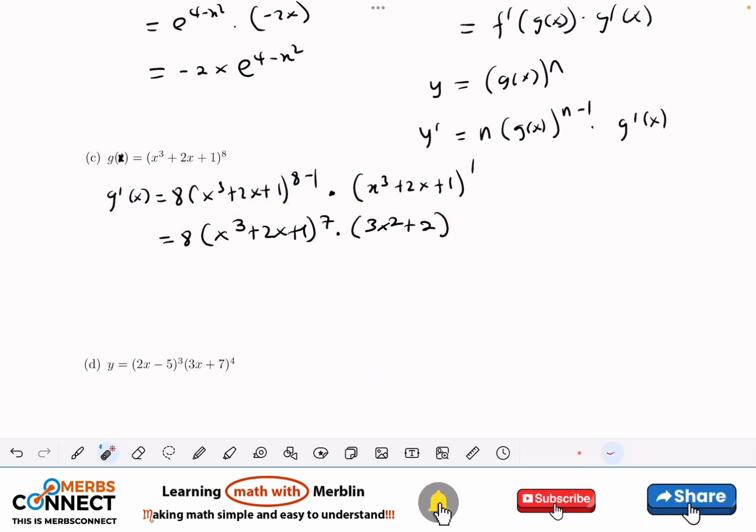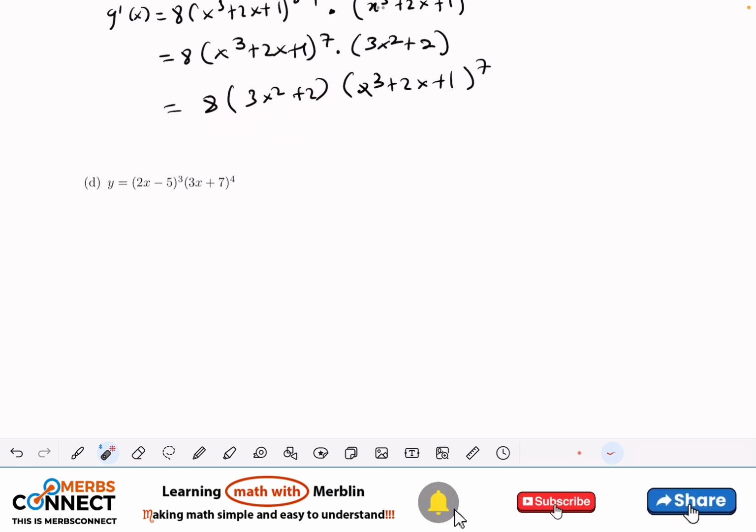You don't want to expand this. The only thing maybe you can do here is bring this one in front and have something like 8 times (3x squared plus 2) times (x to the power 3 plus 2x plus 1) to the power 7. And the only other thing I can do is multiply the 8 by this and the 8 by this. But I can also leave the result here.